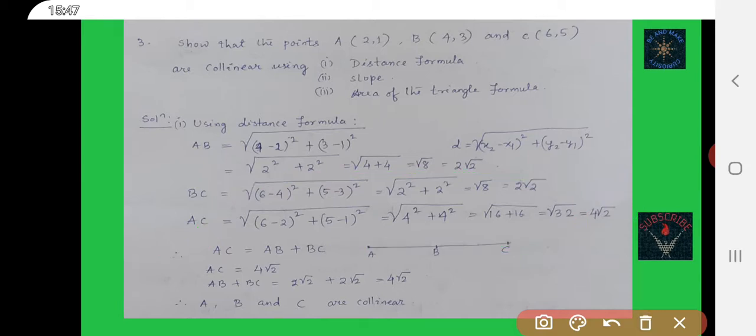So here AC is 4 root 2 and AB plus BC is 2 root 2 plus 2 root 2, that is equal to 4 root 2, and they are equal. So this is satisfied. So you can write A, B and C are collinear.